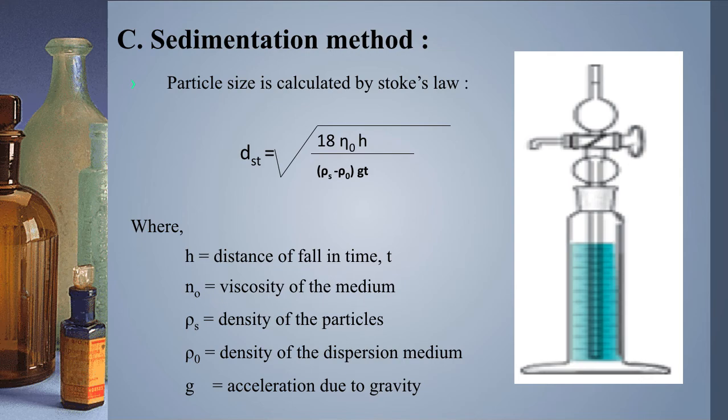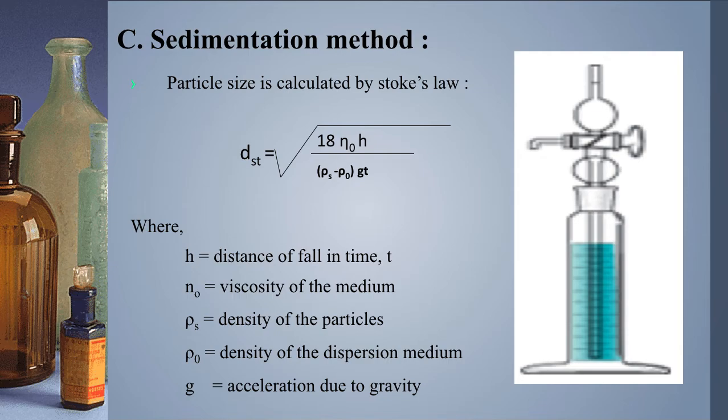The third method is sedimentation rate, which is very simple. If you have a suspension, just shake the suspension and allow the particles to settle down, to sediment. Using a stopwatch, you can measure the time taken for sedimentation. If you look at the Stokes law equation, dst equals the square root of 18 eta h over (rho s minus rho node) times g t.